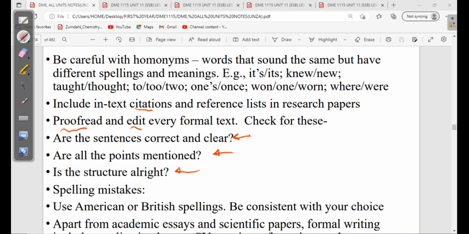For example, color and colour. So this is American, this is British. Mostly in American, there is no U put there. So you need to make sure that if you are using that, you get to stick to that. So this is very important to stick to. Okay.